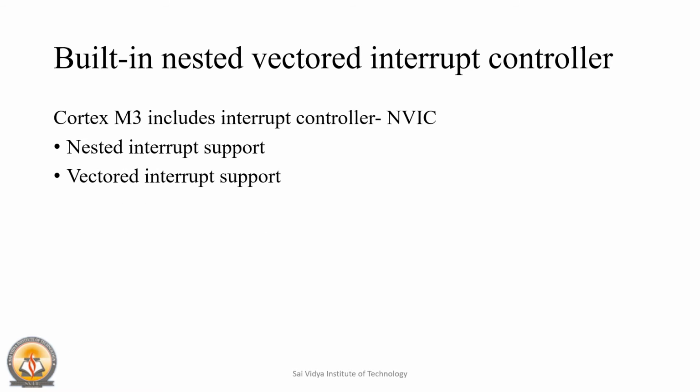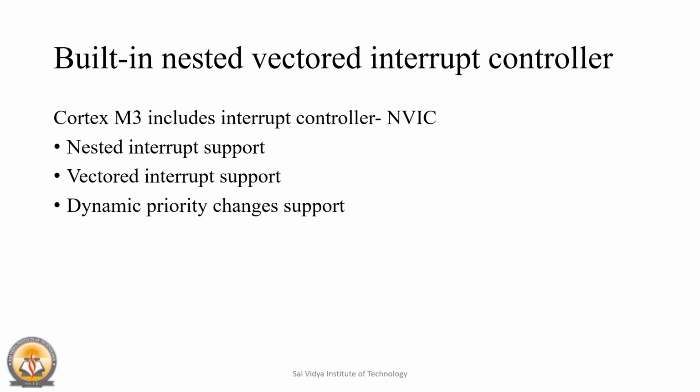The next feature is the vectored interrupt support. The Cortex M3 processor has vectored interrupt support. When an interrupt is accepted, the starting address of the interrupt service routine, or the ISR, is located from the vector table in the memory. There is no need to use software to determine and branch to the starting address of the ISR. Thus, it takes less time to process the interrupt request.